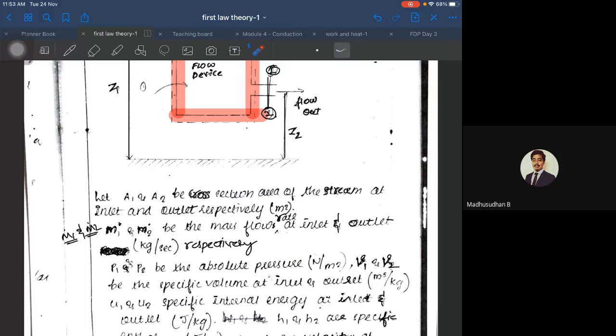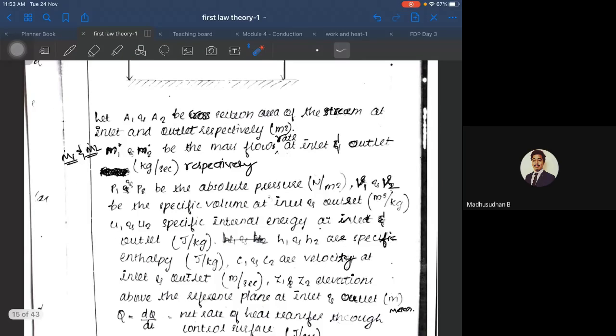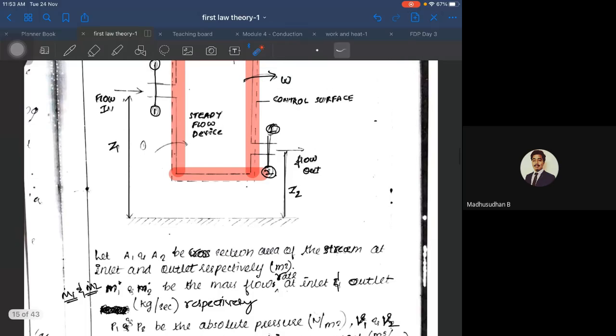P1 and P2 are the absolute pressures at state 1 and state 2. U1 and U2 are the internal energy at the inlet and outlet respectively. H1 and H2 are the enthalpy at inlet and outlet respectively. And C1 and C2 are the velocities at the inlet and outlet, the velocity at which the fluid is moving.